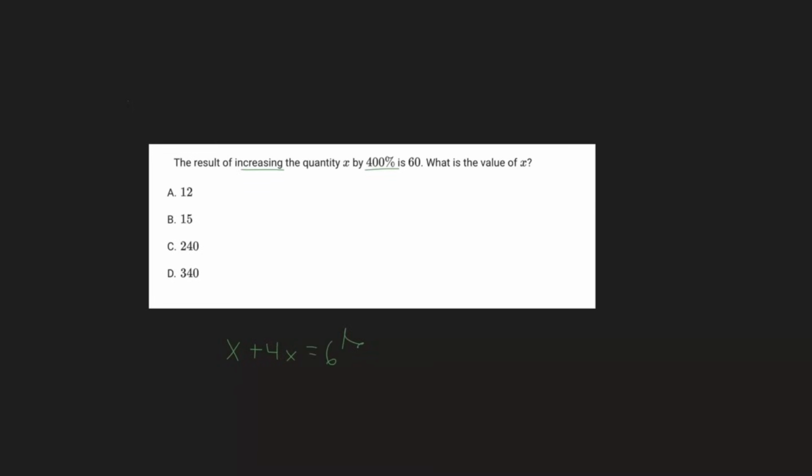And so in reality, this will just be 5x equals 60. It's not letting me write today. Therefore, solving for x, that's going to be 12. All right. Another way you could think about this is that if you increase the quantity by 100%, you're doubling it. So if you increase it by 200%, you're tripling it. And therefore, by increasing the quantity by 400%, you're really just multiplying the original value by 5. And so 60 divided by 5 is 12. And yeah, that's an easy way to think about it.